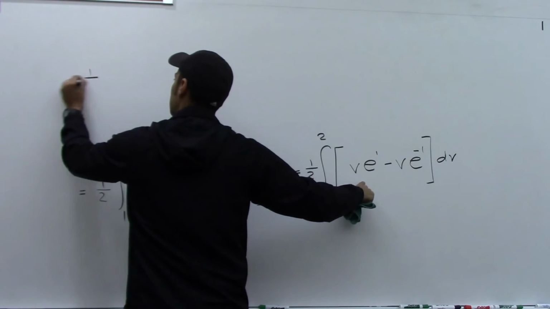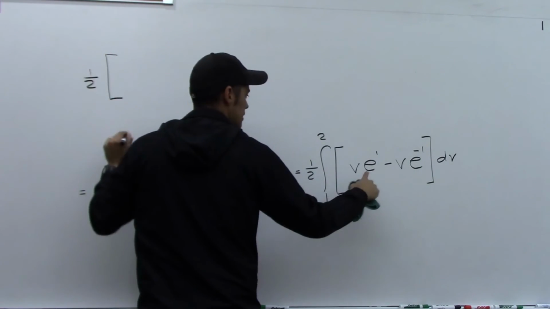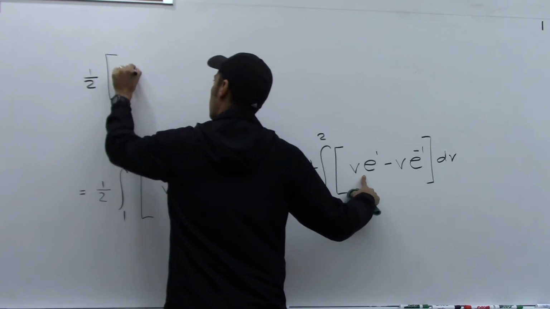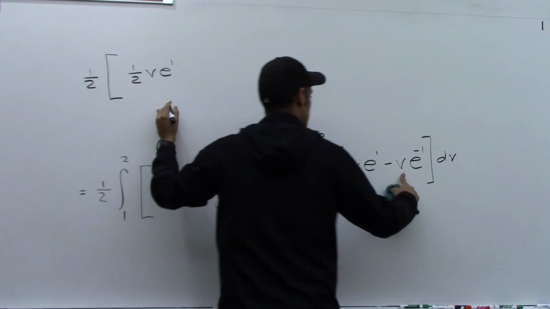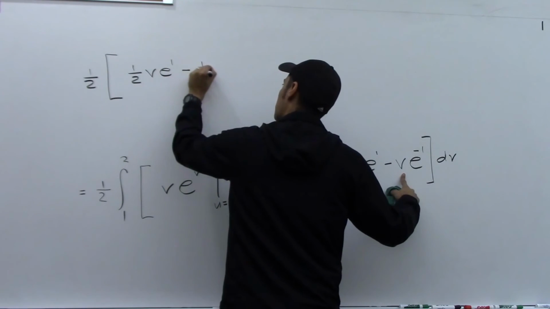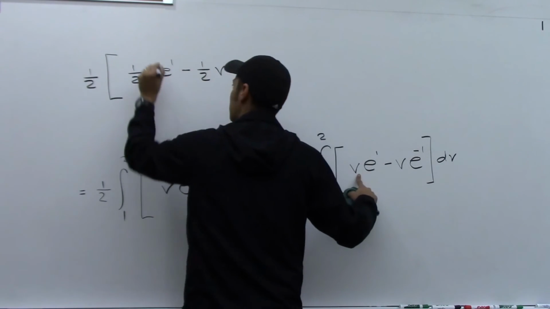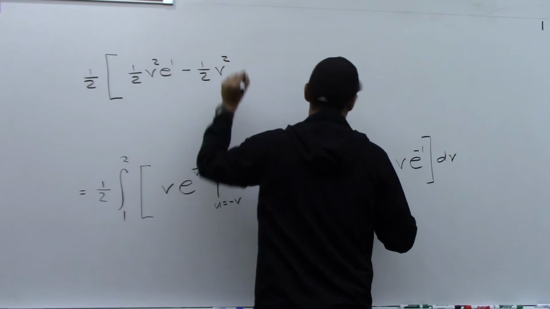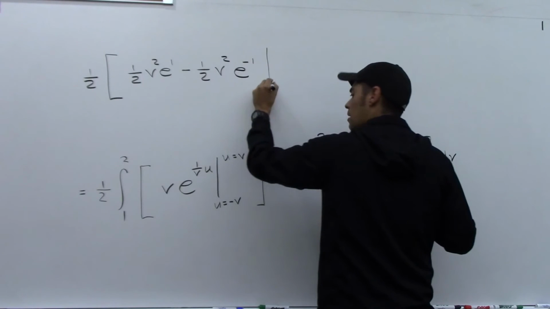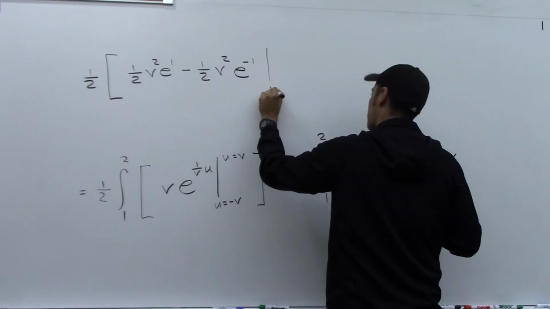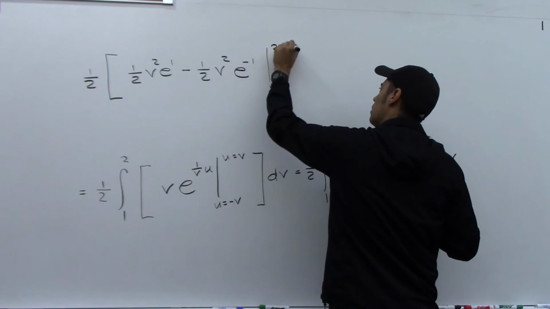So I'm going to go ahead and take an antiderivative now. The antiderivative of this with respect to v is 1/2 v squared times e to the 1. The antiderivative of this with respect to v is minus 1/2 v squared e to the negative 1. I forgot to put v squared, sorry. And I'm evaluating this from v equals 1 to 2.